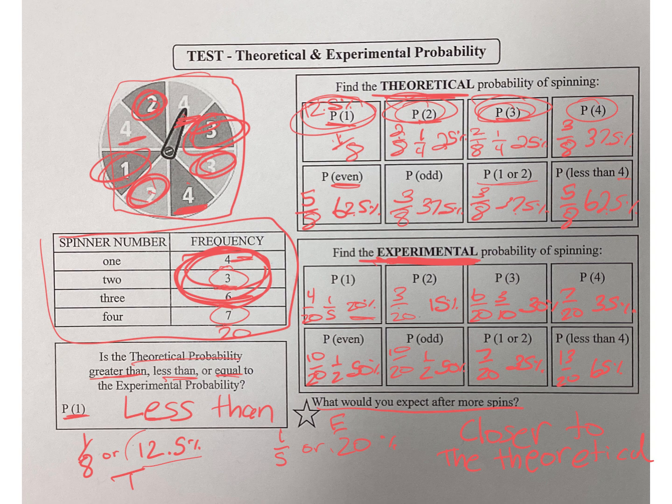So let's take this 1, for example. Experimentally, I got 4 out of 20. But if I keep doing more and more spins, I bet this 20% gets a lot closer to this 12.5%. That is my prediction. All right.